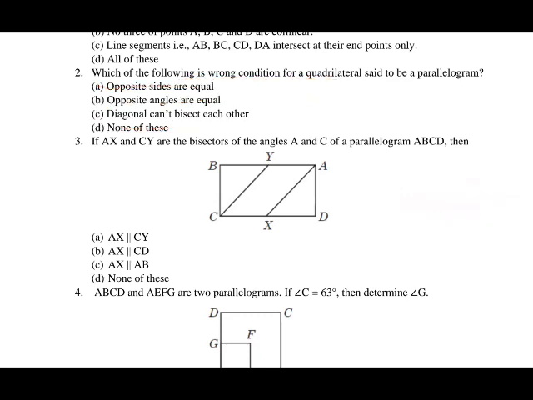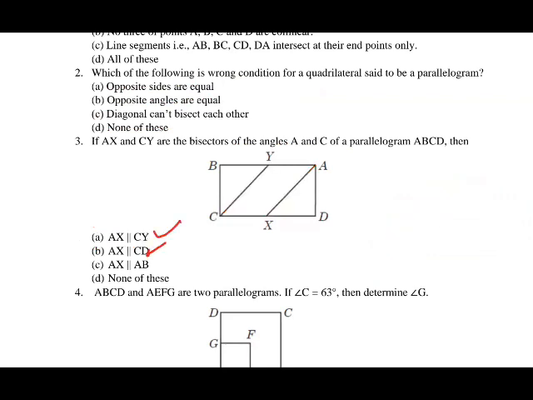Okay, that's all. So the next question is: AX and CY are the bisectors of angles A and C of the parallelogram ABCD. Then what is true for this, beta? Is AX parallel to CY? Yes. AX is parallel to CD. No, this cannot be right. AX and CD are not in one plane, so they are not parallel. Parallel means they should be exactly the same, moving in the same direction. Correct, beta? Yes. So AX is parallel to CY.